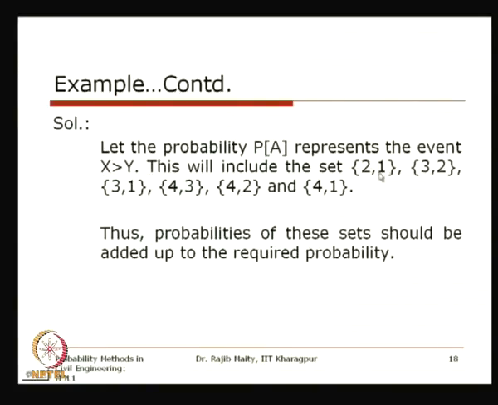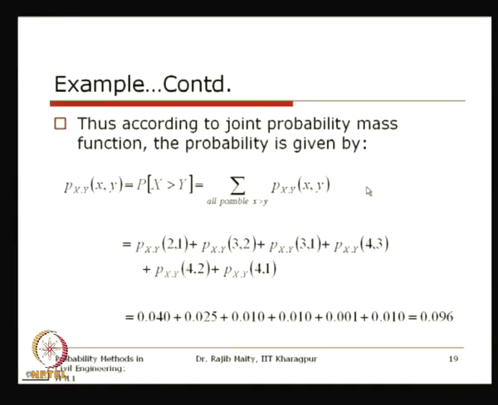So we have to just add up these probabilities to get the answer. All these probabilities are picked up from that table, and we get 0.096 as the probability for the event x greater than y.